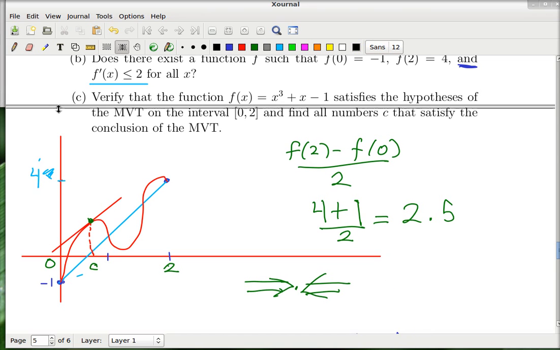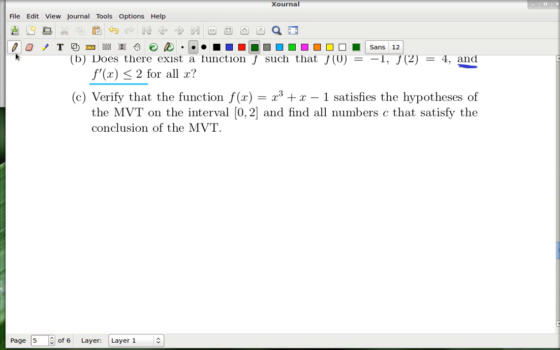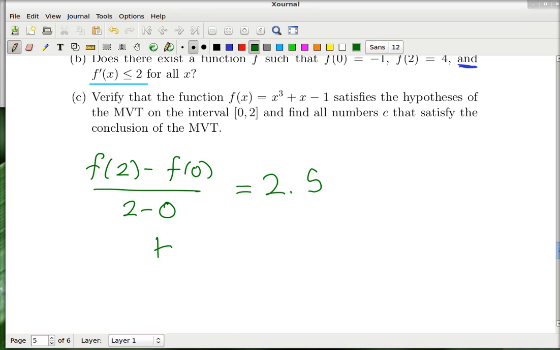So B is done. Alright, and so on the exam you need to say that kind of briefly in words. So what would be acceptable as an answer? Well, I would consider this an acceptable solution. f of 2 minus f of 0 over 2 minus 0 equals 2.5. We saw that. But f prime of c is, say, less than or equal to 2, and this is a contradiction.